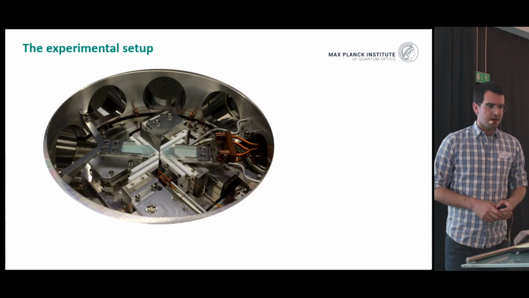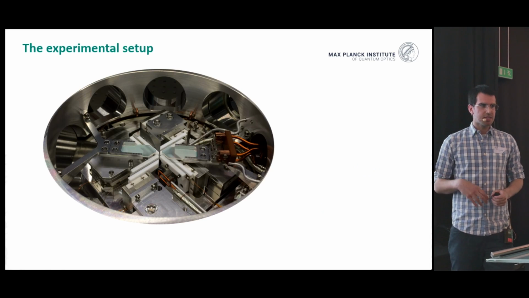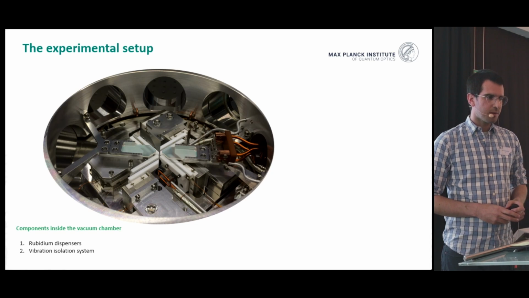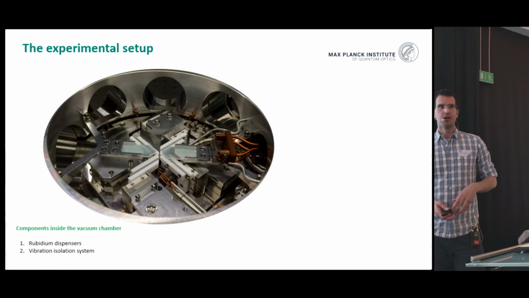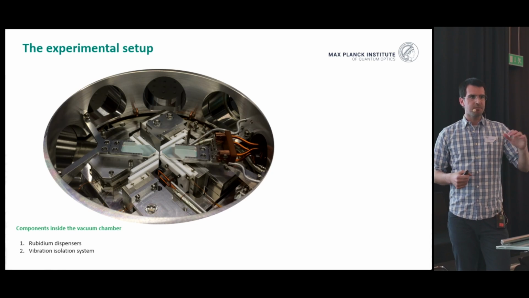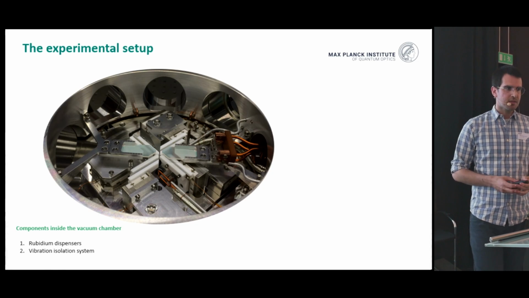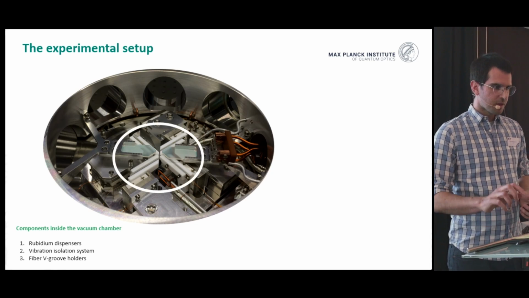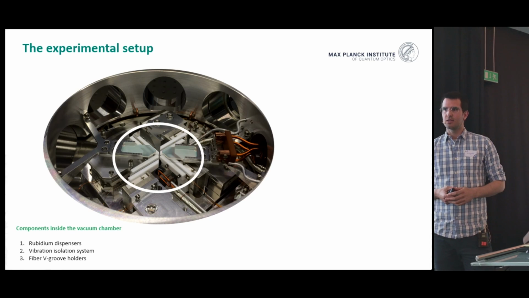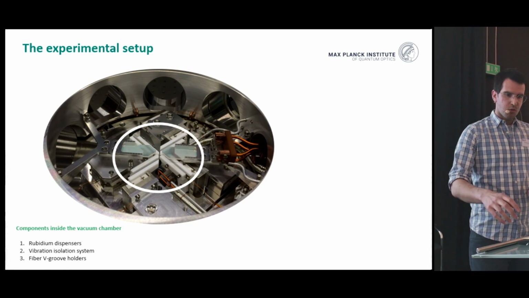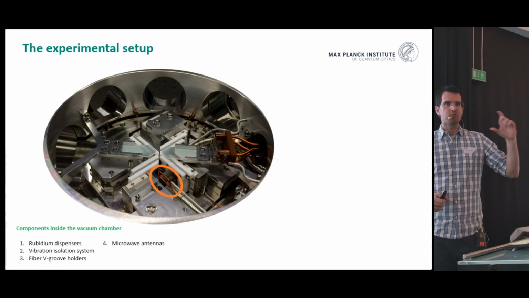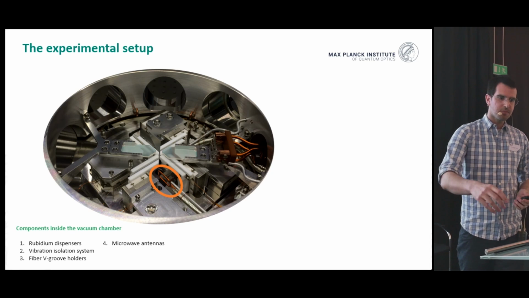So a few more details about the experimental setup. Here you can see again a picture of the inside of the vacuum chamber. We have rubidium dispensers. We have a vibration isolation system to mitigate vibrations of the optical table being transferred to the cavities. We have big groove holders which hold the fibers in position. We have microwave antennas which allow us to drive the ground state transition in rubidium.